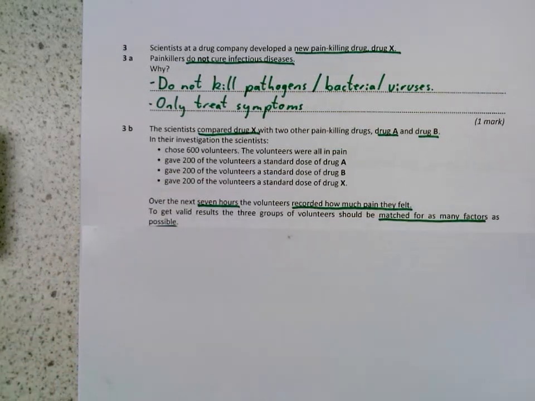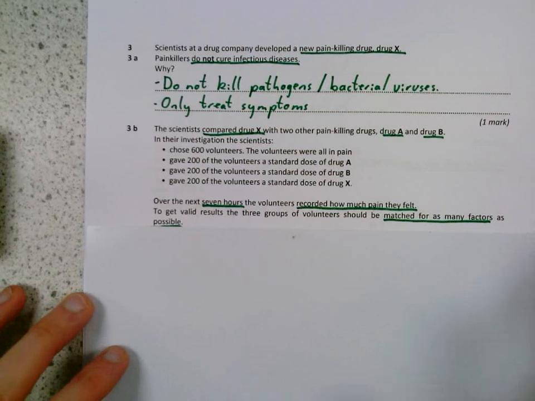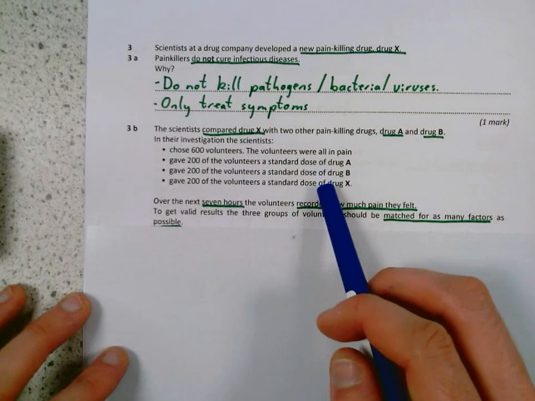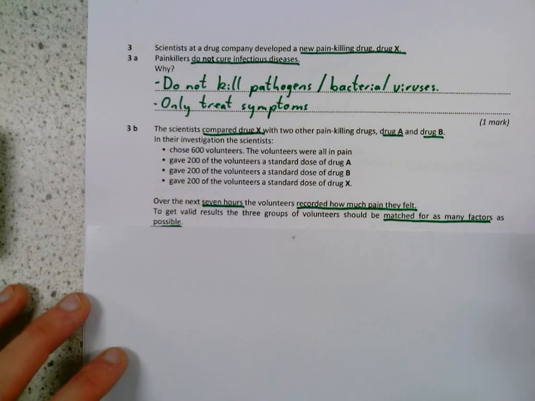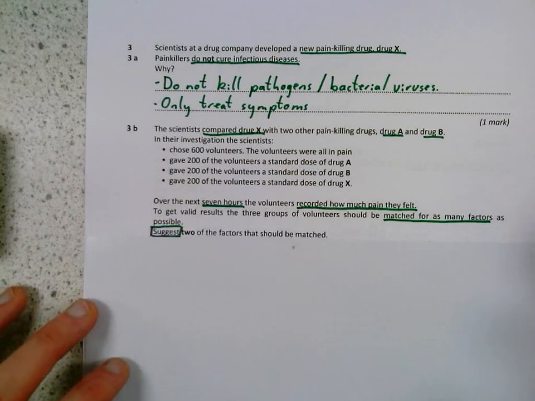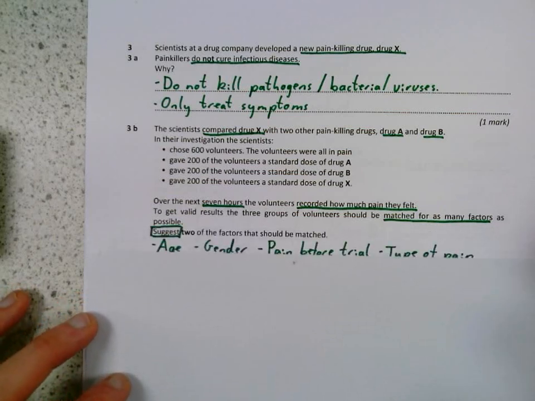So really, think about any kind of experiment: you want to change your independent variable, measure the dependent variable, and then we've got those control variables that we want to keep the same. And it's the same in these drug trials. They're changing the drugs that they're giving to people, they're measuring how much pain they felt, but everything else they want to keep the same, including factors about the people. So, 2 factors that should be matched.